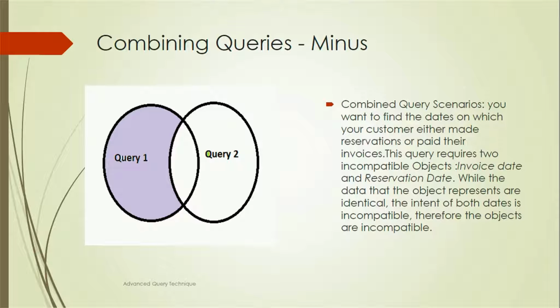So what are the scenarios? Let's see a scenario where we want to create a combined query. Let's say you want to find the dates on which your customer either made reservations or paid their invoices. This query requires two incompatible objects, invoice date and reservation date. While the data that the objects represent are identical, the intent of both the dates is different. Therefore, the objects are incompatible.